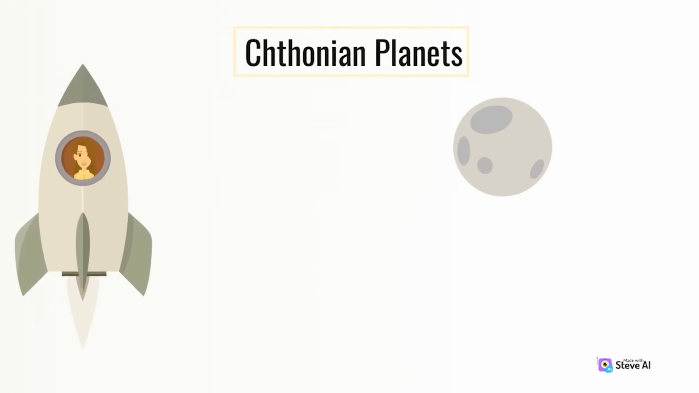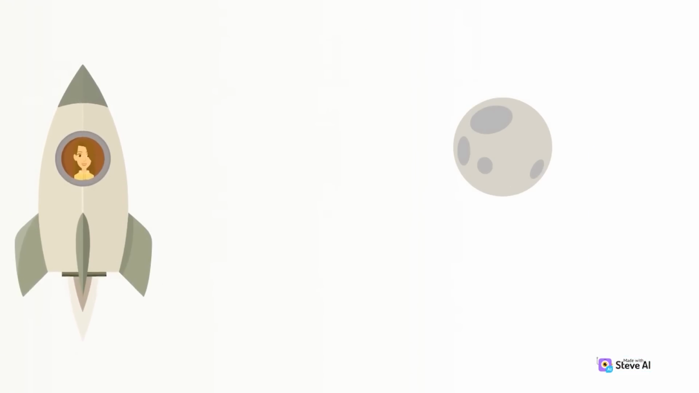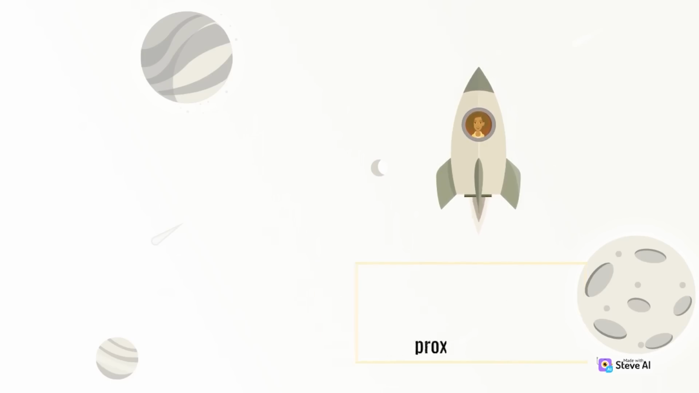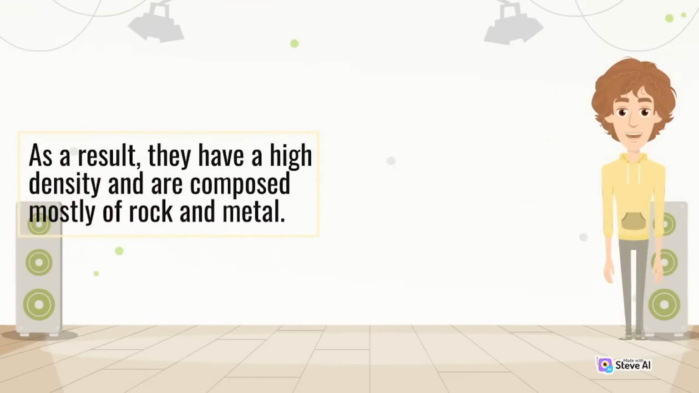Chthonian planets. Chthonian planets are a type of exoplanet that are similar in size to gas giants, but have lost most of their gas due to their close proximity to their host star. As a result, they have a high density and are composed mostly of rock and metal.